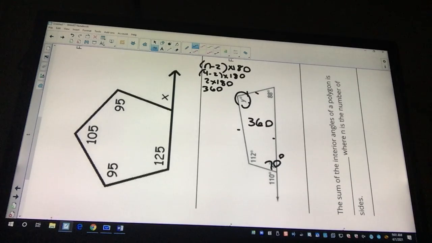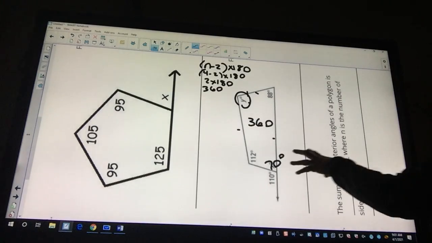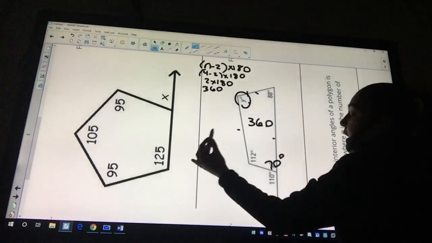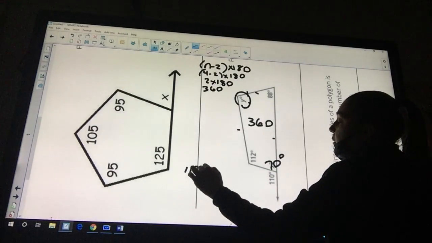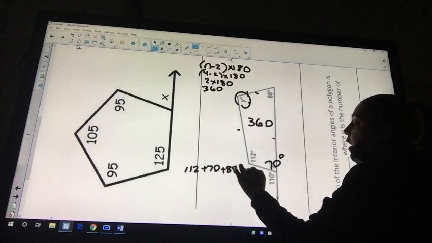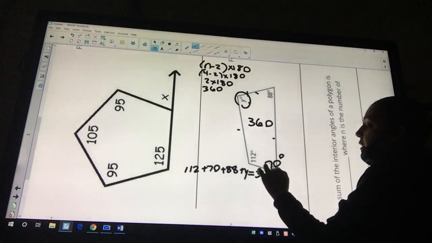So now could you figure it out the way that you used to? Yeah, you could. Okay, but you can't do it with 2. If you have an x and a y, something's got to get solved first. So go with what you know. Okay, so you can say, and now it's going to work out the same. 112 plus 70 plus 88 plus y equals 360.